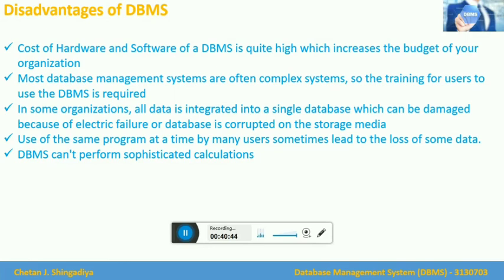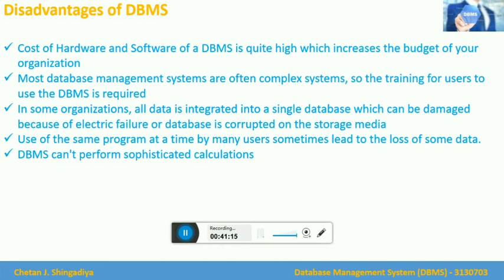Most database management systems are often complex systems. So the training for the users to use the DBMS is required. So every time training is required because the DBMS system is often a complex system. Another disadvantage is in some organizations all the data is integrated into a single database which can be damaged because of electronic failure or a database is corrupted on the storage media.